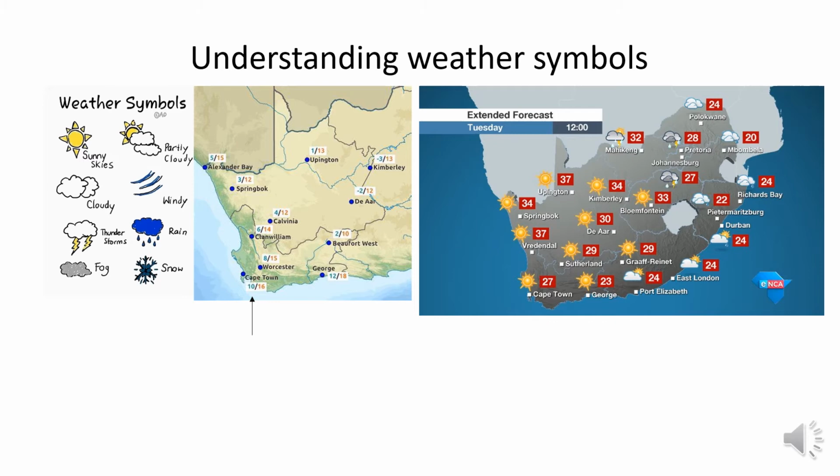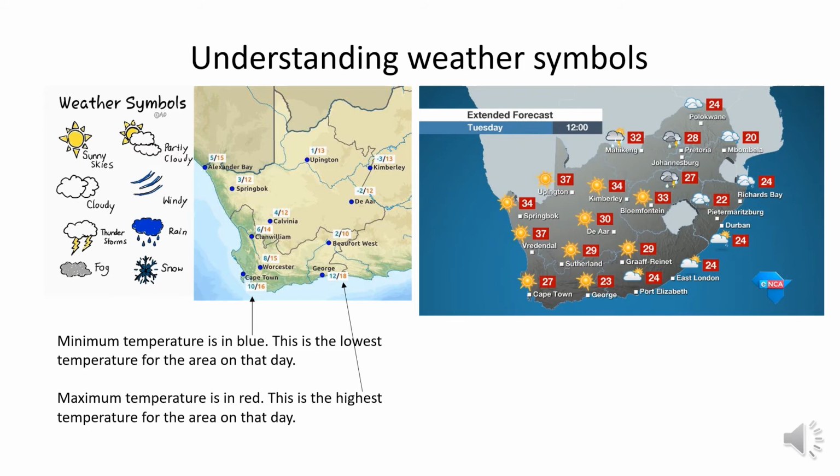Why are there two temperatures on this map below Cape Town? There's one in blue and there's one in red. What do you think they mean? Well, the one in blue means it's the minimum temperature. This is the lowest temperature for the area on that day. So on that particular day, Cape Town will be experiencing a minimum temperature or the lowest temperature of 10 degrees Celsius. What do you think the red temperature means then?